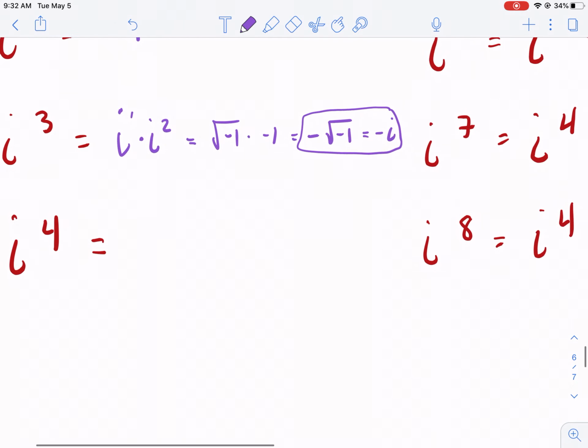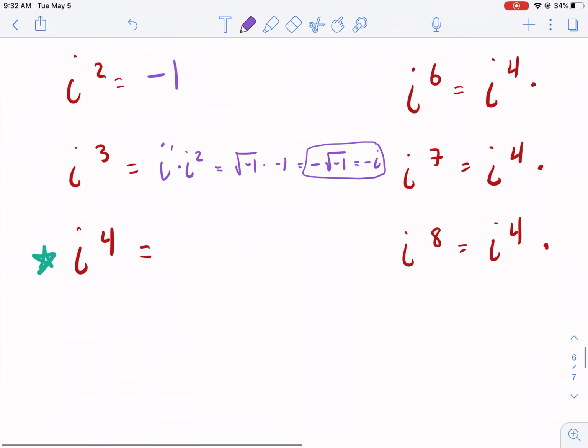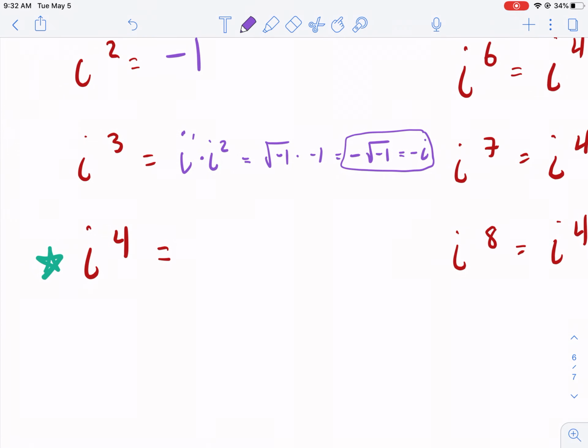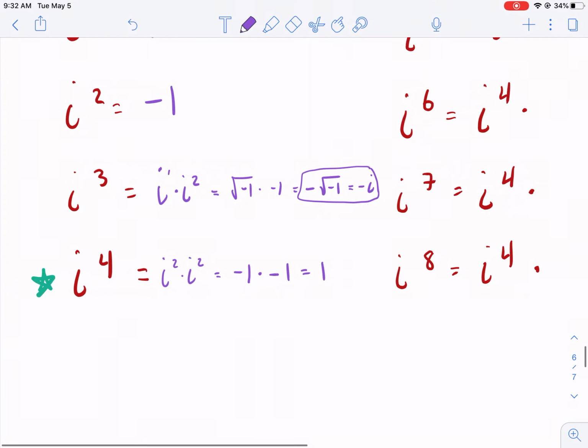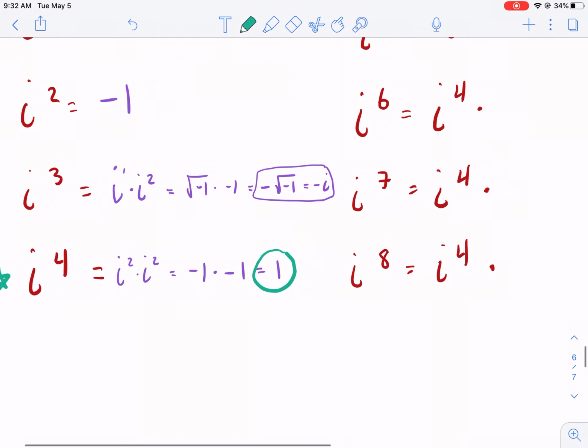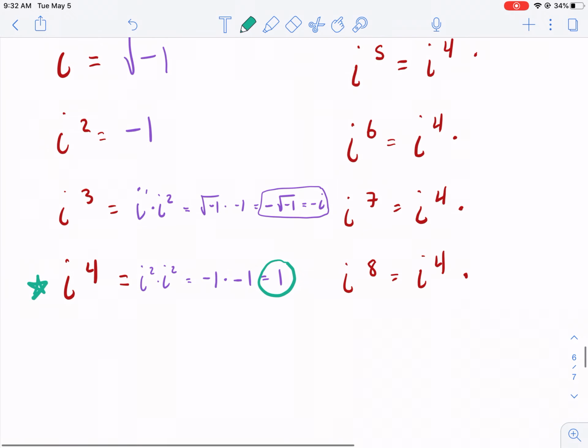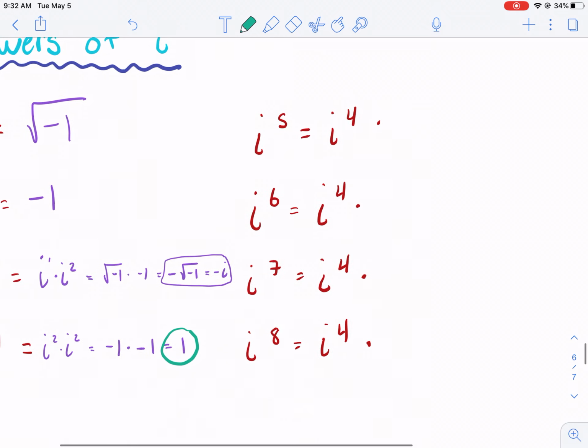So it's negative i. Now, i to the fourth is a special one. That's why there's a star next to it. And this can be expressed as i squared times i squared. Add the exponents, you get i to the fourth. Now, why is that special? Well, because we know i squared is -1. So we have -1 times itself, and we get +1. Negative times negative equals a positive. So this one is special because it makes it much easier to do some of these higher powers of i. And we're going to demonstrate in just a second.